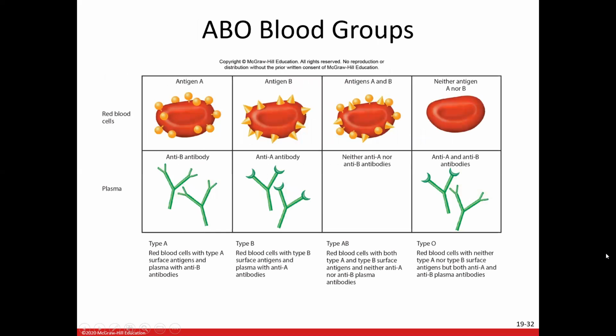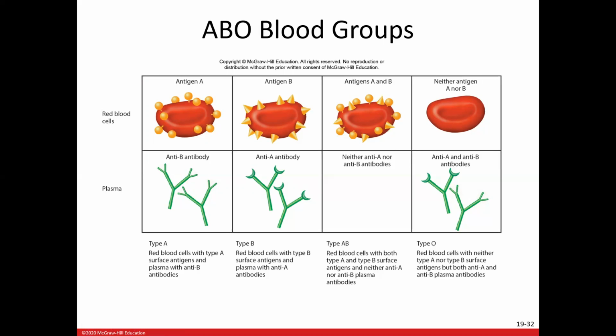And the one you're probably most familiar with is the ABO groups. So like I mentioned, based on whatever the surface antigen of the red blood cell is going to be what type of blood we have. So if you have just the A antigen on your red blood cells, you are type A. If you have just the B antigen, you are type B. If you have both the A and B antigens, you are type AB blood. And if you have neither the A antigen nor the B antigen, you are type O blood.